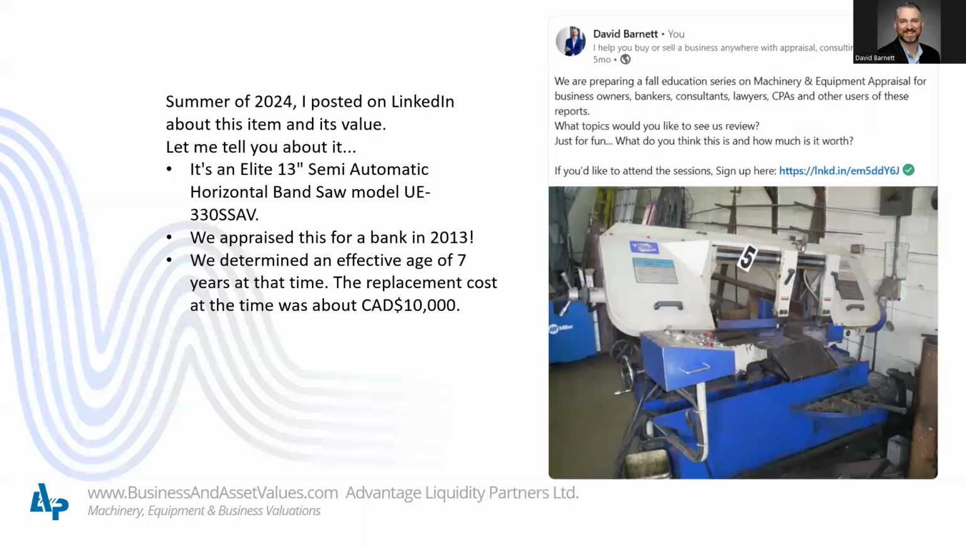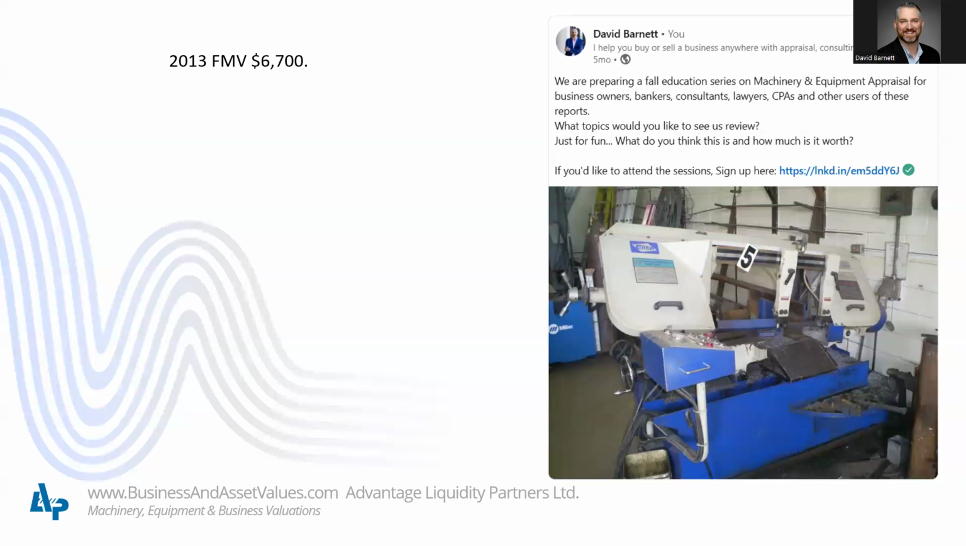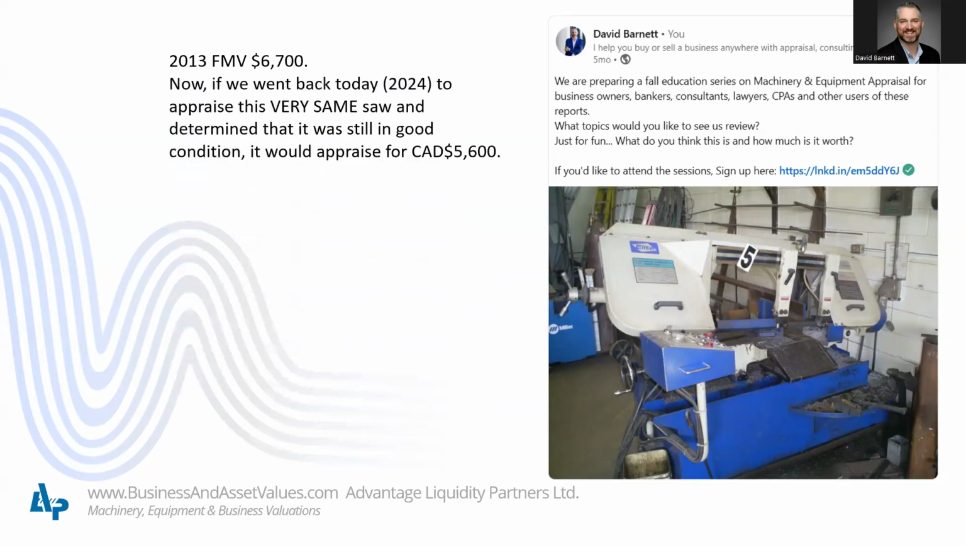The replacement cost for this piece of equipment back in 2013 was about $10,000. So, based on this information and based on looking at market values that we were able to observe, we determined at the time that this piece of equipment in 2013 had a fair market value in continued use of $6,700. So, what about today? Let's take a look. Remember, 2013 fair market value was $6,700.